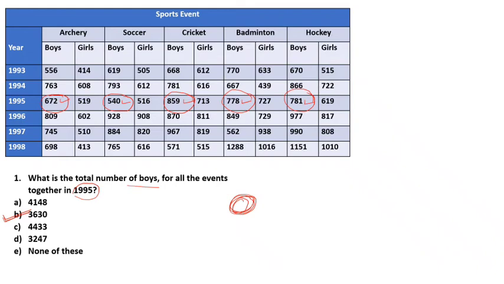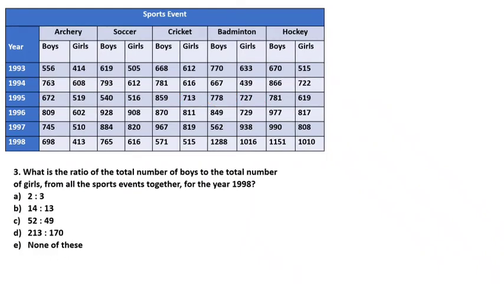What is asked? What is the total number of boys for all the events together in 1995? So for the total number of boys, we have to add all these encircled numbers. But here, if you add the unit digit, the answer will have the last digit equal to 0. So we have only one option like that. So you can mark that as the correct answer. If there are two options like that, then you have to go for the next digit also. So let us go to the next question.